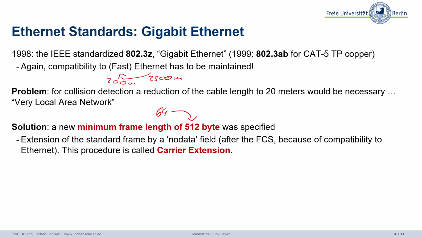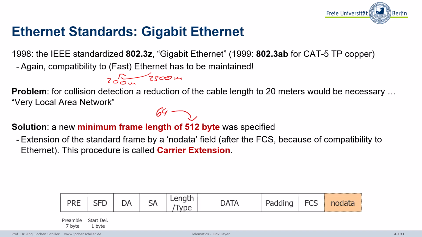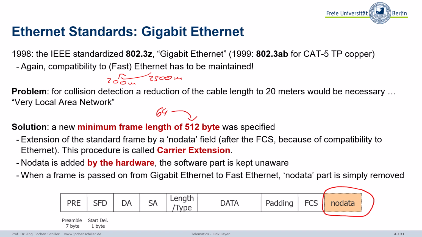But what happens if we do not have this data? Then we append an extension to our frame. And that's called the carrier extension. This is the idea that we add after the frame a so-called no data field. The no data field is added by hardware. The software does not notice anything from this. And if you pass the frame from Gigabit Ethernet to Fast Ethernet, you simply remove the no data part.